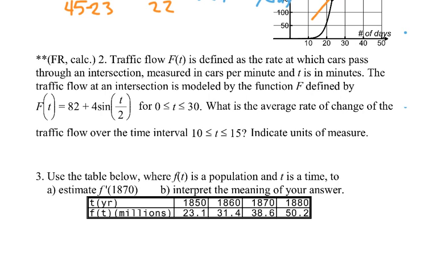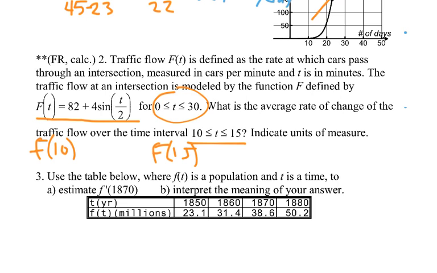Number 2 deals with traffic flow, and we're asked to find the average rate of change of the traffic flow from 10 to 15 minutes. So this gives us the traffic flow over a 30-minute period. And we're just going to do the same thing. We're going to find the slope. So we need to know what f of 10 and f of 15 are. And so you can use your calculator here. It tells us we can use our calculators.